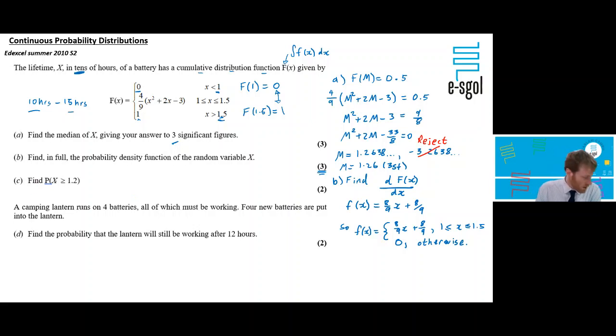For part C, find the probability that X is greater than 1.2. Remember, that is 12 hours. That's going to be important because when I look at part D, it's talking about 12 hours, so I'll probably use that answer in part D.